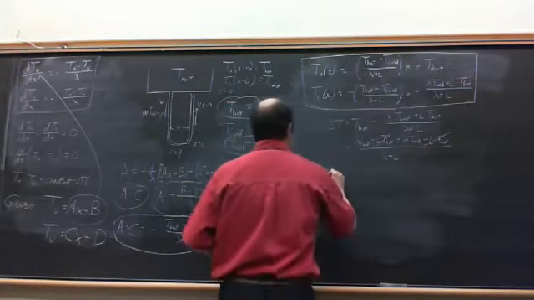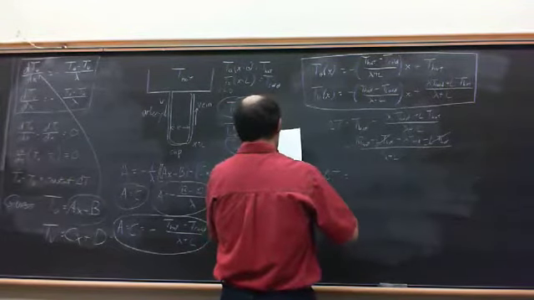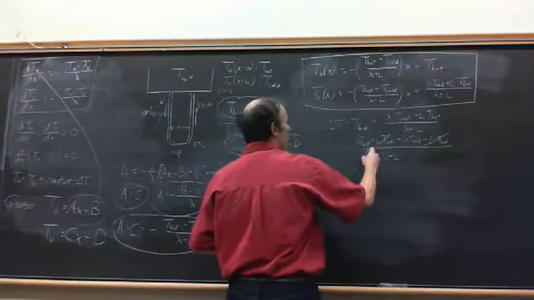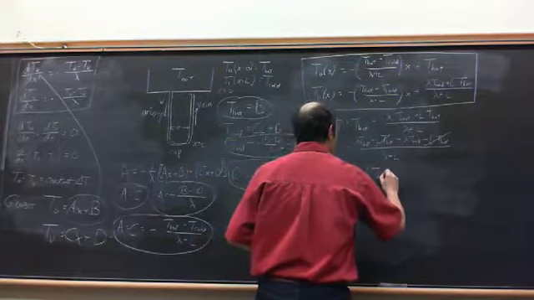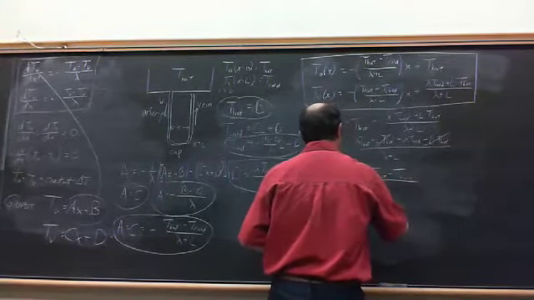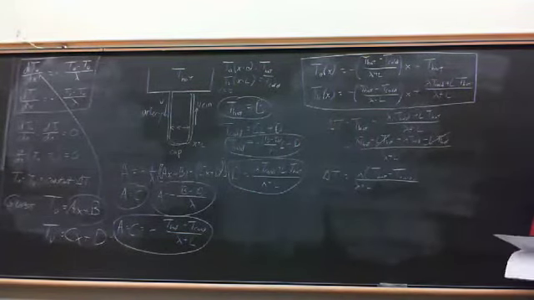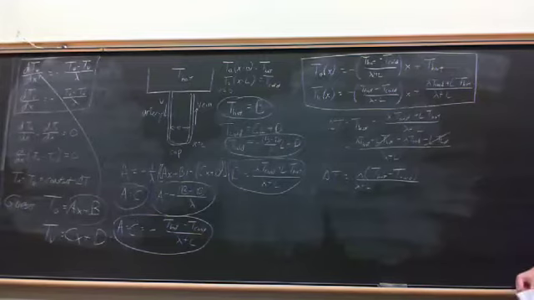So delta T does come out to be somewhat nicer looking. It's got a lambda out front, T hot minus T cold, over lambda plus L. That's that temperature difference that we were wondering about.